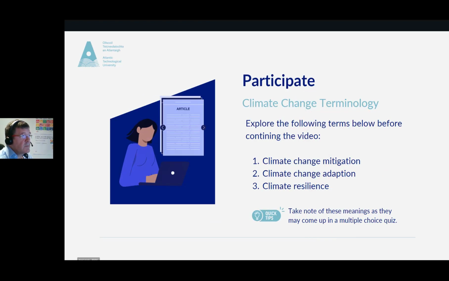There are various terms which refer to climate change. Take a minute to explore the three main terms: climate change mitigation, climate change adaptation, and climate resilience.